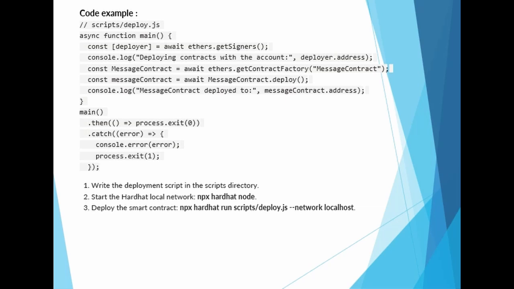The given script performs the following steps. It gets the deployer's account, then it logs it, then it retrieves the contract factory for the contract, then it deploys the contract and waits for it to complete, then it logs the address of the deployed contract, then it checks whether the deployment was successful or unsuccessful.